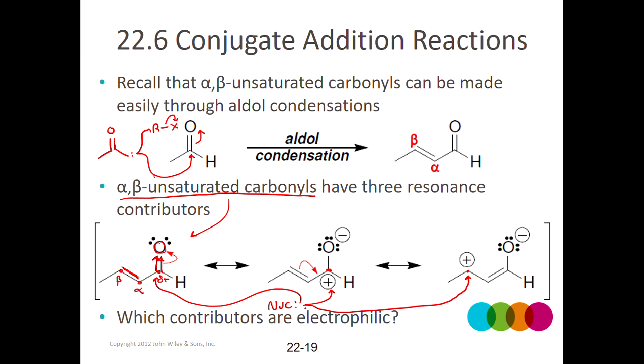Or in other words, we could just show that attack occurring directly on the beta carbon and shifting electrons all the way up to the oxygen to create a really stable intermediate. So let's imagine that nucleophile came in there. It would look like this. The nucleophile would have attacked there, pushing these electrons over to form this, and this is resonance stabilized.